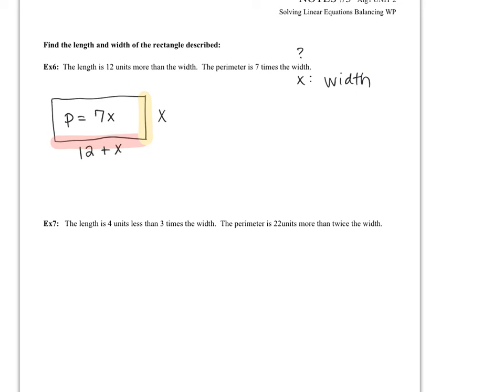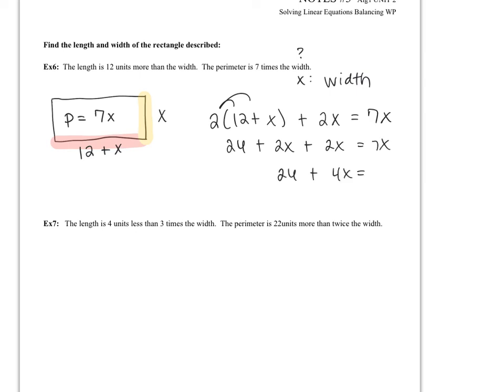Now to find the perimeter, I know that I have 2 of these, and I have 2 of these, because remember my opposite sides in a rectangle are equivalent. So that would mean I have 2(12 plus x) plus 2x, and that's going to equal my perimeter, which they're calling 7x. So now to solve this equation, I'm first going to simplify by distributing and combining. So I'm going to get 24 plus 2x plus 2x equals 7x, which would be 24 plus 4x equals 7x.